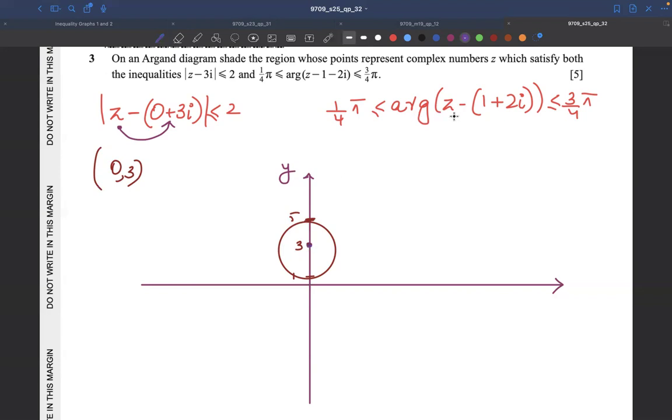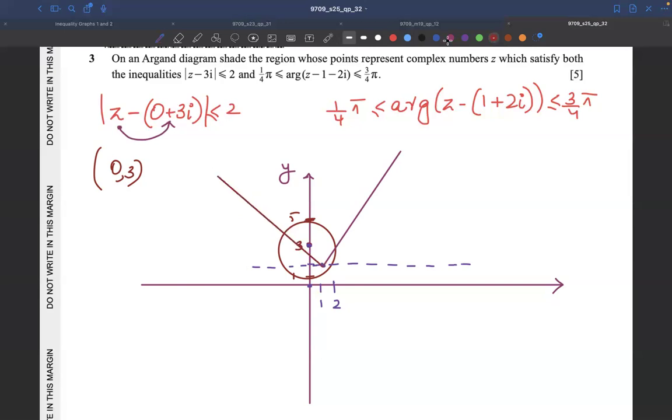Now, in the next part, it says that the argument of z from 1 plus 2i. Now, if this was z, this was 2, and let's say this is 1, and this would be 2 over here. So the argument of z from 1 plus 2i is between 1 upon 4 pi. So if I make an imaginary line over here, 1 upon 4 pi is roughly 45 degrees, so we can make it like this. And 3 upon 4 pi is 135 degrees, so it would be in this direction.